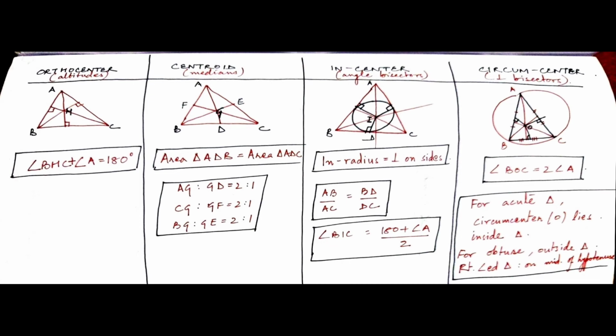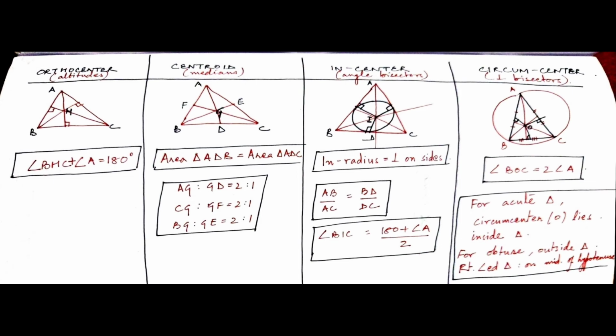The orthocenter is where the altitudes meet, right? Now, in all of these figures, we'll try to find the relation between this angle BHC and the angle A. So here BHC plus A is 180 degrees. For an incenter, where the angle bisectors meet, this BIC is 90 plus A by 2. And in a circumcenter, where the perpendicular bisectors meet, angle BOC, the middle angle, is equal to twice angle A.